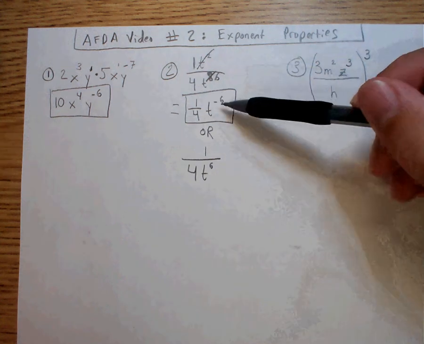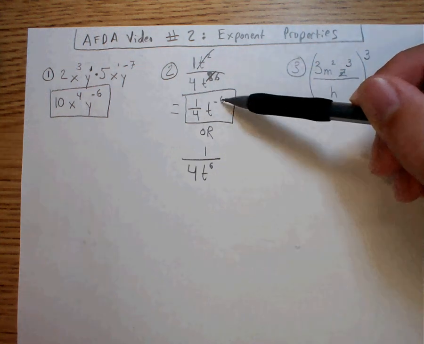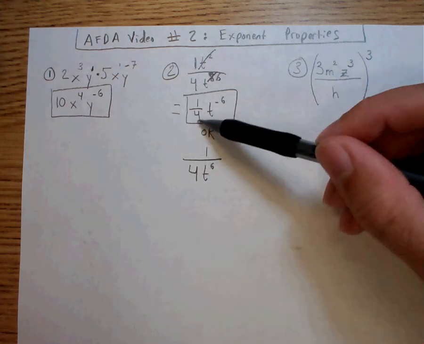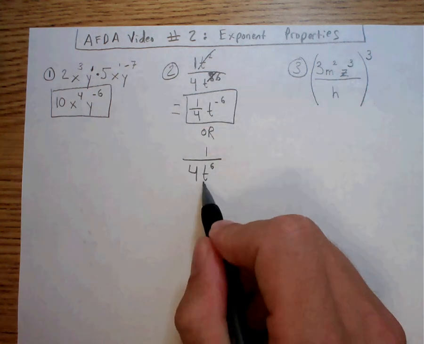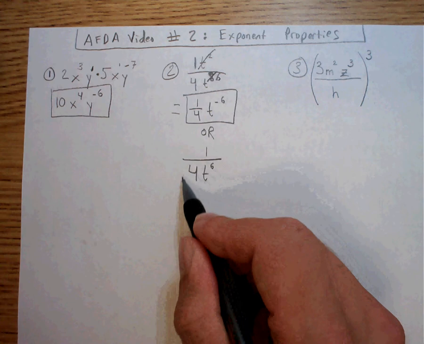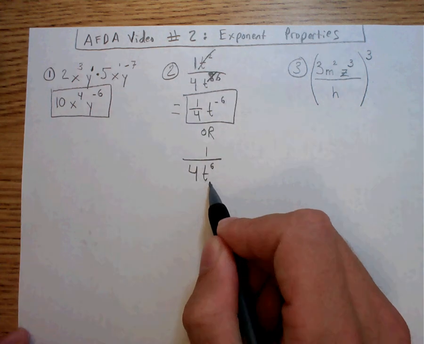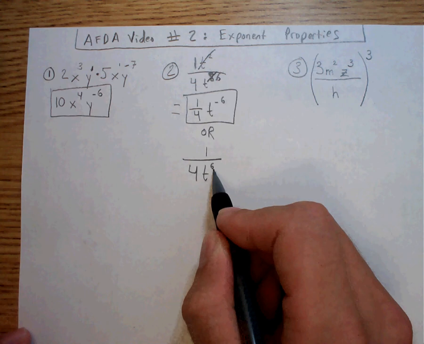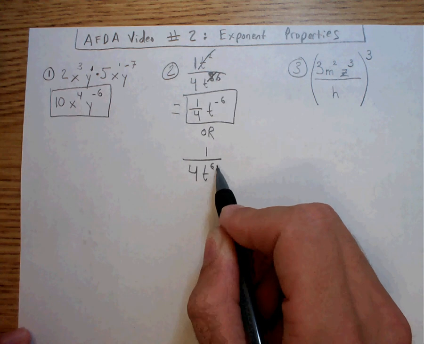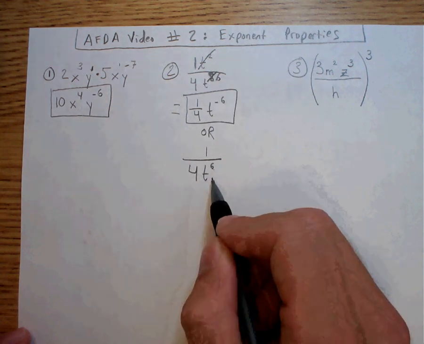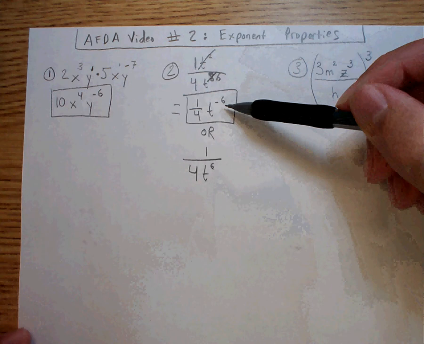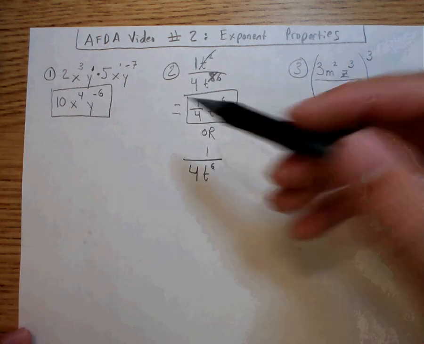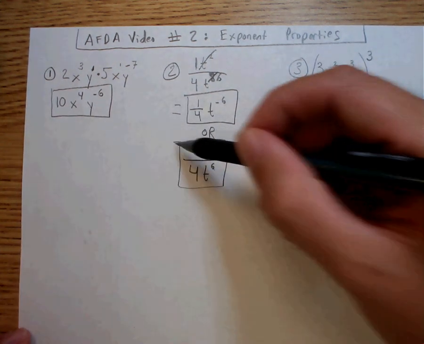So we could have t to the negative 6 if we keep the variable outside of the denominator, or if we want to keep the variable in the denominator or the bottom of the fraction, we could keep the exponent positive. So positive 6 in the denominator. Positive 6 in the denominator is the same exact thing as saying negative exponent in the numerator. Both of these are equally good answers.